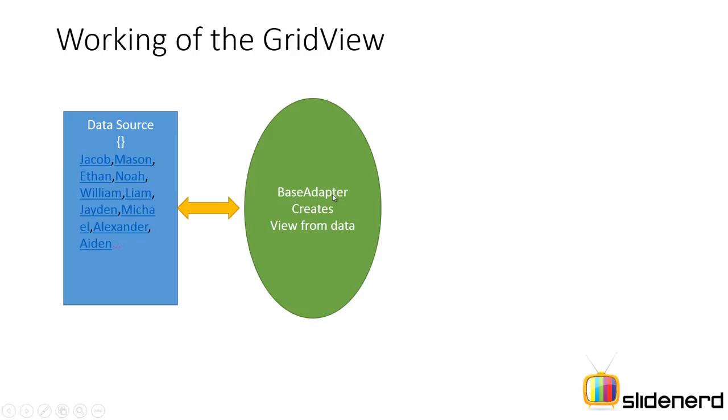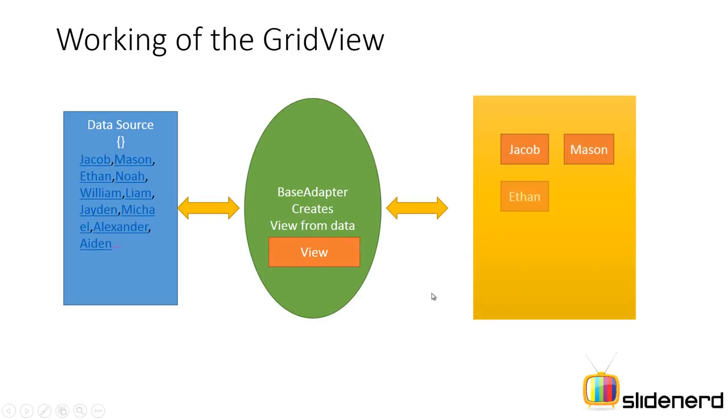Now, if you guys have seen my previous videos about the adapter, you remember that the adapter is something responsible for taking items from the data source, creating views out of those items, and giving these view objects back to your compound views over here. So in my case, these items Jacob, Mason, Ethan, Noah, they are taken here. The base adapter probably puts them inside a simple text view. These text views are given back here to your grid view, and that is why you see data arranged along rows and columns. This is how the grid view works.